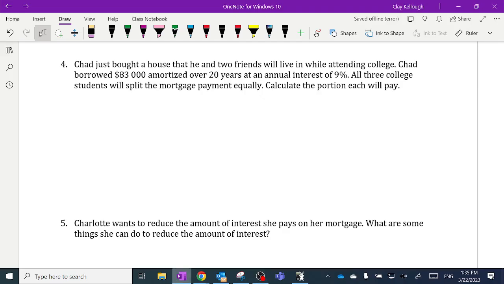And we're back. Okay, Chad and his friends getting a house. Mortgage payments is $83,000 divided by 1,000. Now, the question doesn't go into this much detail, but did you notice, whoa, 9%? That might be the highest one we've done in all the homework and the hand-ins and everything.